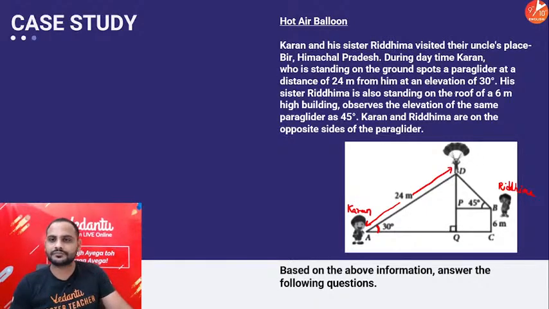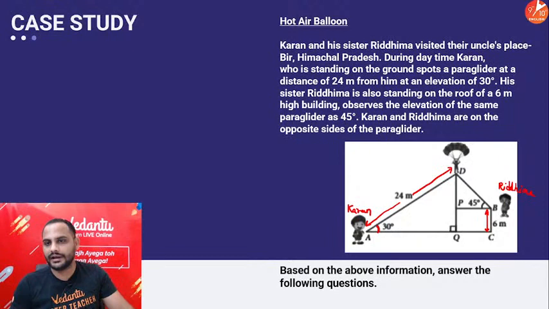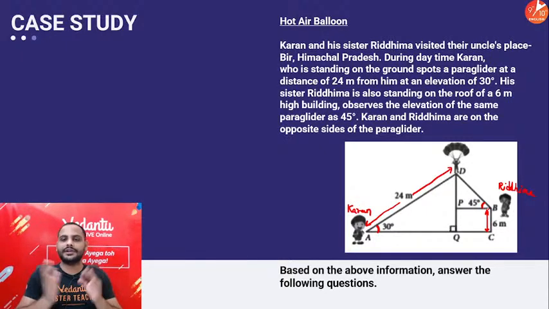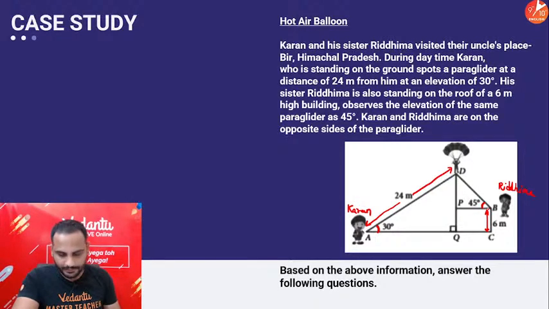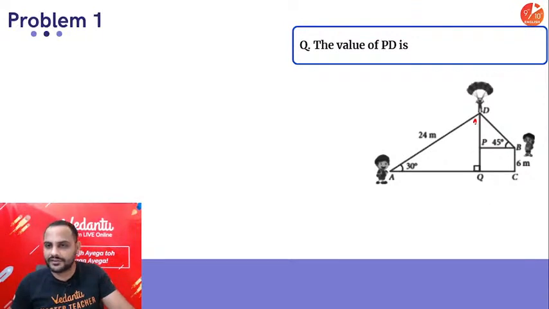Okay, second, his sister Riddhima is also standing on the roof of 6 meters. So Riddhima is 6 meter at a 6 meter height compared to Karan, and she looked at him and she observed an angle of elevation of 45 degree over here. ठीक है, and they both are on the opposite sides of the paraglider. Okay, what is the value of PD? This distance we need to find it out.